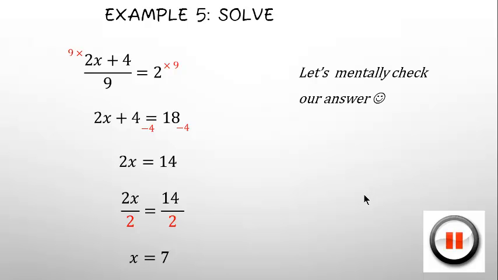Okay, let's mentally check our answer again. So 2 times 7 is 14. 14 plus 4 is 18. 18 divided by 9 equals 2. Okay, we've got that one right. Okay, I'd like you to pause there, please, and write that one in your book.